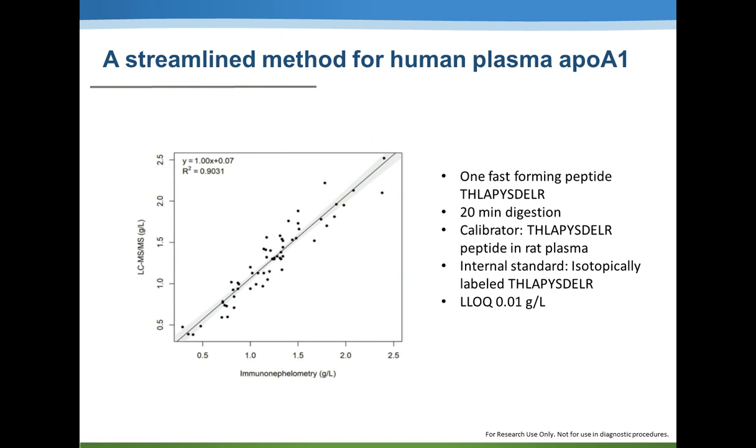So by using the approaches described here, we have developed and validated a plasma ApoA1 assay, and by using one fast-forming peptide, we achieved a 20 minute digestion time, and the measurement showed a very good correlation with nephelometry. The assay has a lower limit of quantification at 0.01 gram per liter.